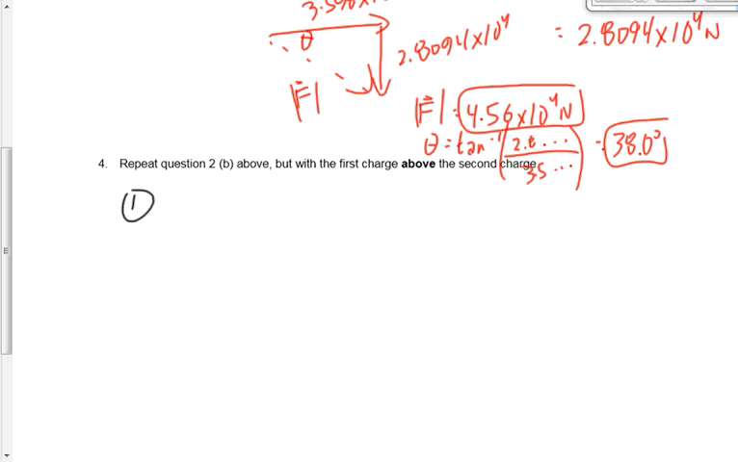Here's charge 1. If we go back to the data on question 2b, it's 2.5 times 10 to the negative 2 coulombs. Charge 2 is negative 4.0 times 10 to the negative 2 coulombs. And charge 3 over here is 3.0 times 10 to the negative 2 coulombs.